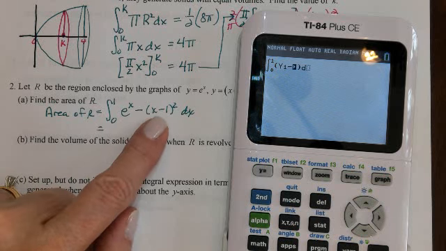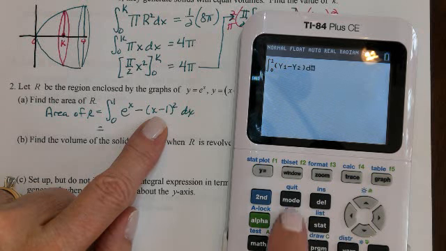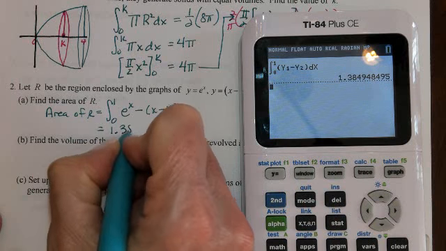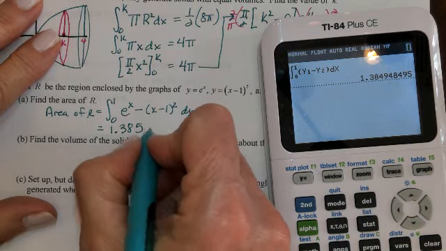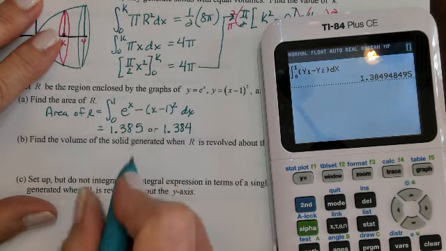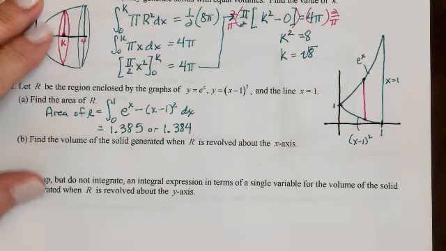The e to the x minus (x minus 1) squared is stored in y2, dx. And I get 1.385 if I round that to 3 decimal places. Remember that we can also just truncate. So either one of those answers would be acceptable to AP.